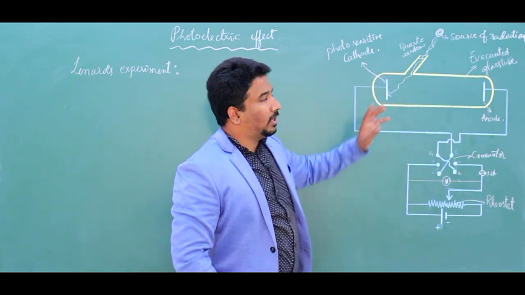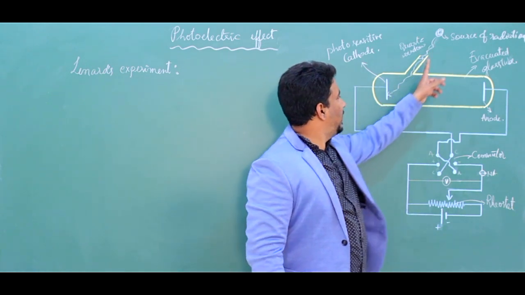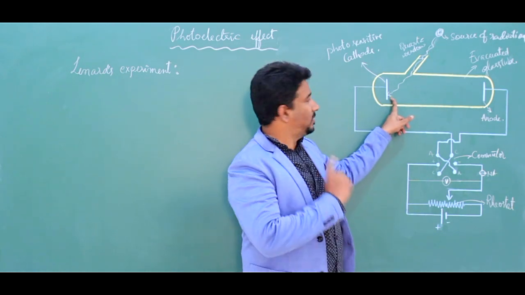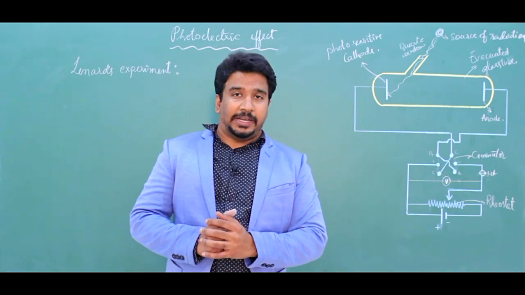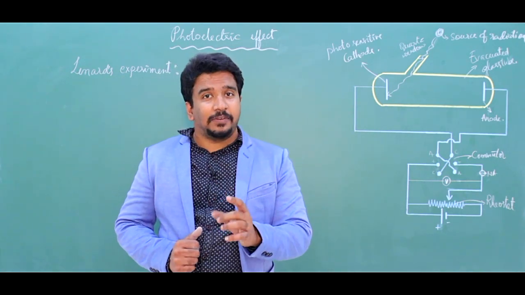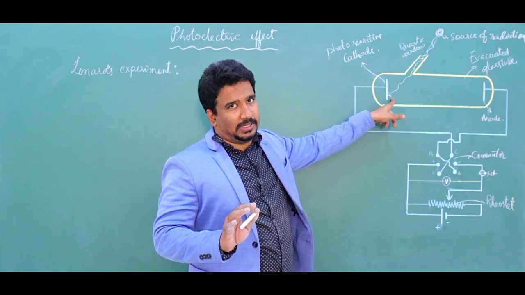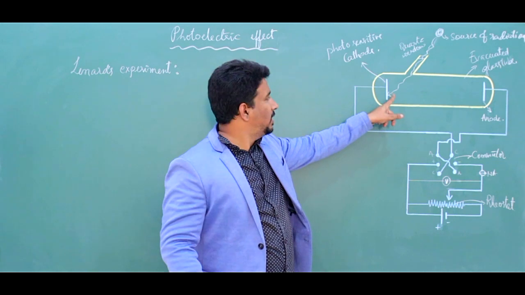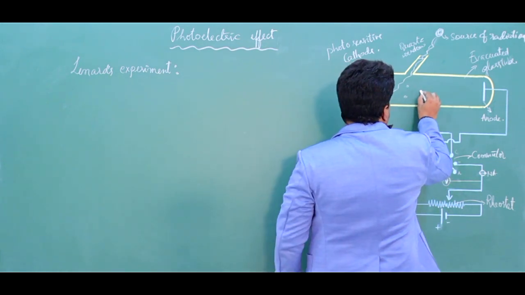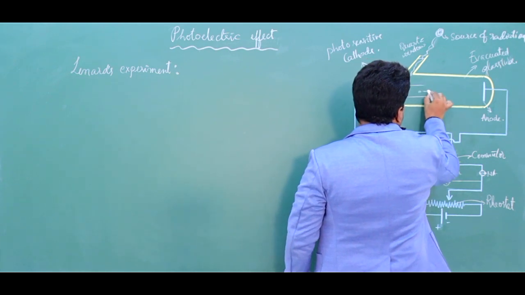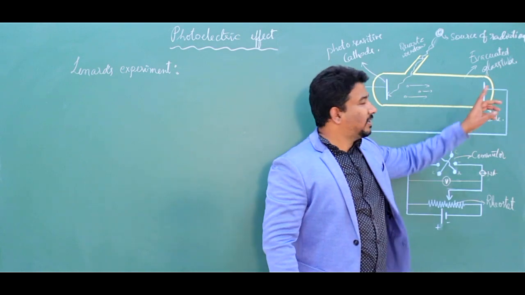Now, look here. In Lenard's experiment, what he did is, he made radiation of suitable frequency fall on this cathode plate. This cathode plate is sensitive and it is an emitter plate. Whenever the radiation, generally UV radiation, falls here, electrons are emitted. These electrons are negative in nature and attracted by anode.